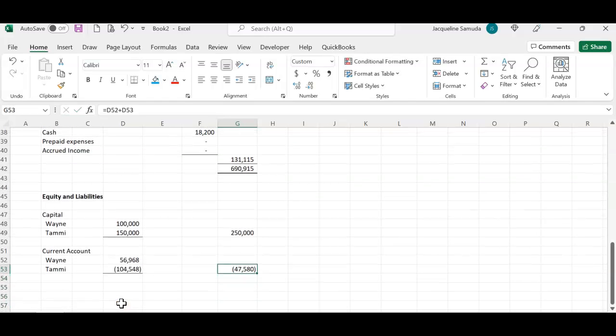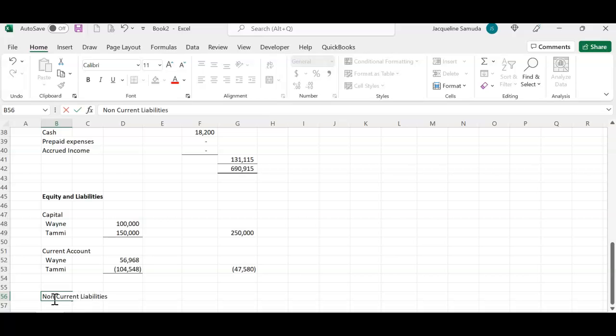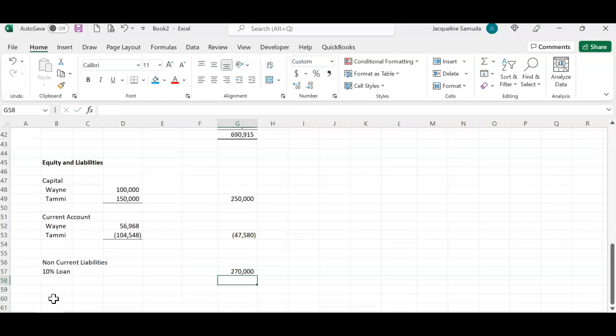We have non-current, and we have only one of them, and it's the loan with the interest rate set at 10%, and the loan figure is $270,000. And then the final section is our current liabilities.